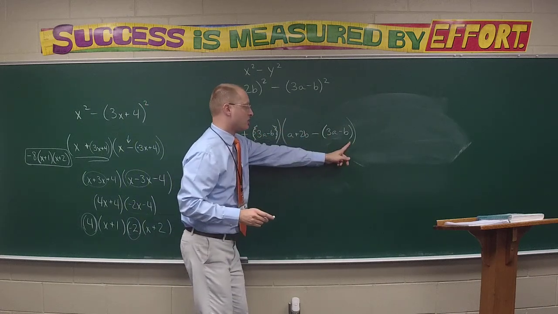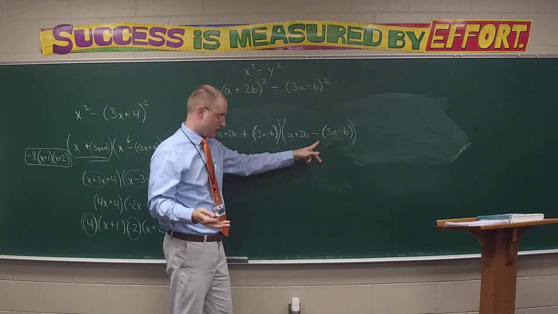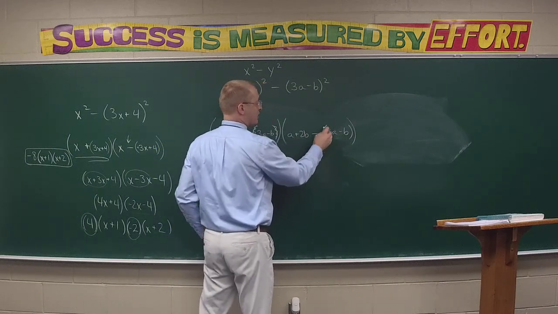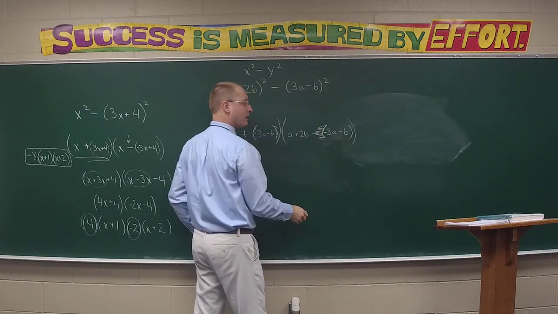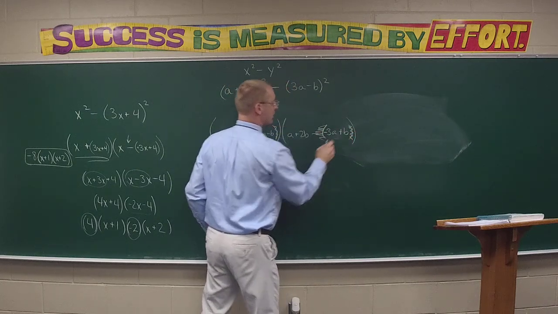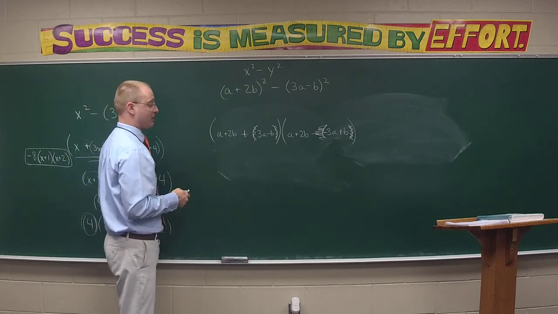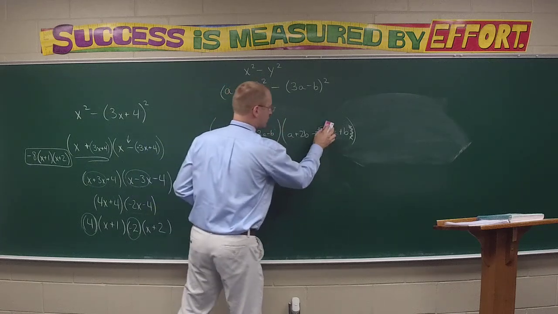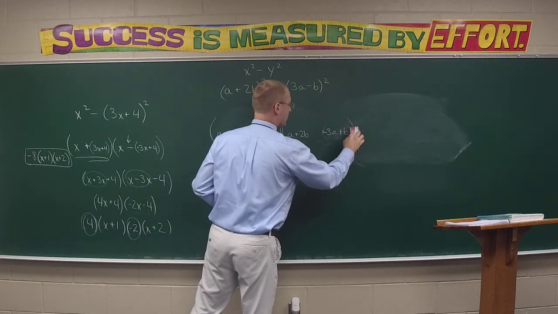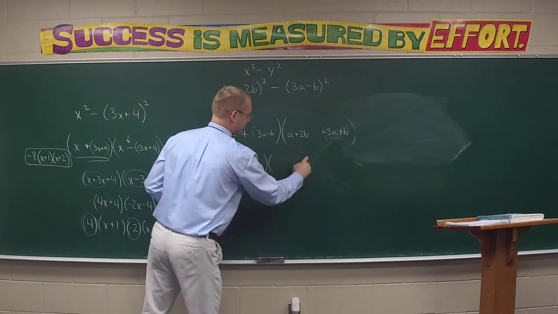But here, because the parentheses are preceded by a negative, class, I've got to change the signs. I'm going to change my 3a into a negative 3a. I'm going to change the b into a positive b, and that's going to allow the parentheses to fall off. From here, let's combine some like terms now that the parentheses are gone. Maybe it'd be a little easier if we literally saw them gone. All right, what do we get when we combine like terms now?